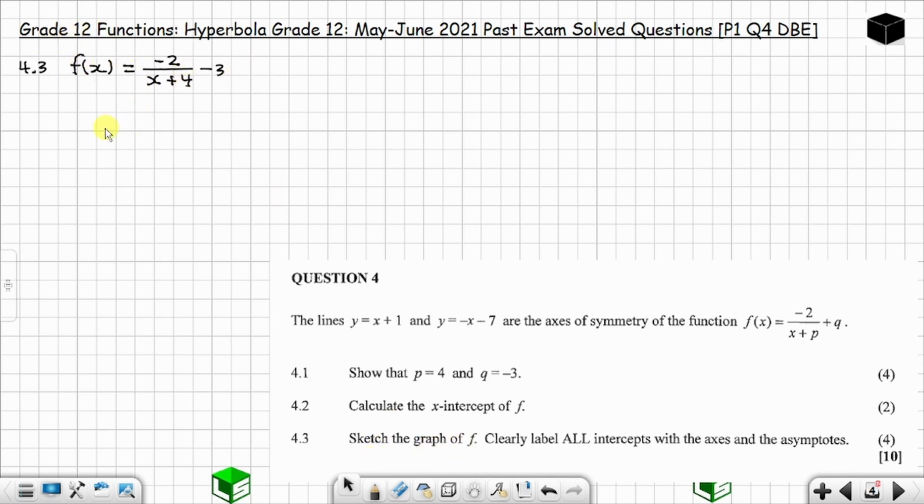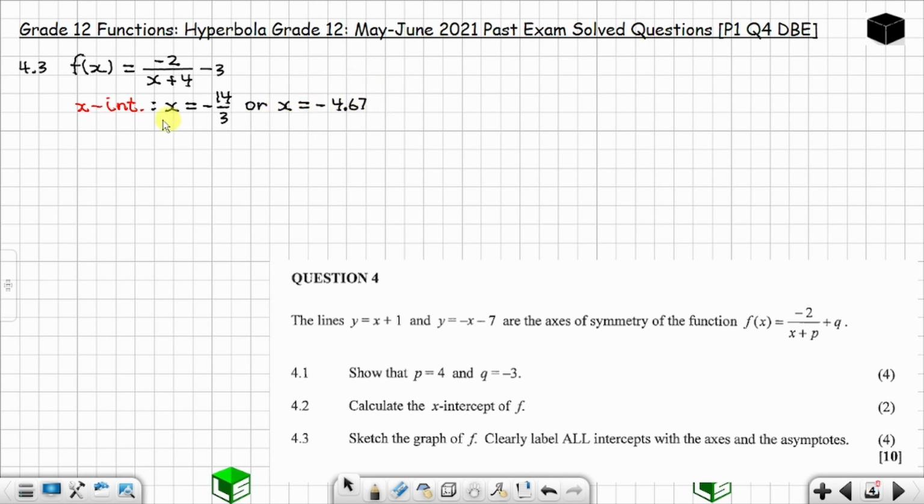You are going to need your x-intercept, right? You calculated it in 4.2. Remember, it was x is equal to negative 14 over 3, or in decimal, x is equal to negative 4.67. So this is the x-intercept. You calculated the x-intercept from question 4.2, the previous question. So this is the x-intercept as a fraction or as a decimal.